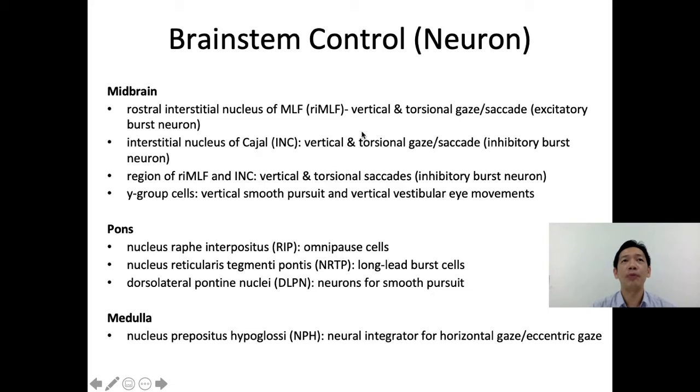So in the midbrain, whatever saccade or pursuit movement they want to make vertically, they go to the brainstem. That's why in the brainstem there are individual structures for you to move, either for the saccade movement or for the pursuit movement. So that's why we put it over here. You can see the Y group cells are mainly for pursuit. The other ones, the riMLF and INC, are mainly for saccade movement. But one is excitatory and one is inhibitory.